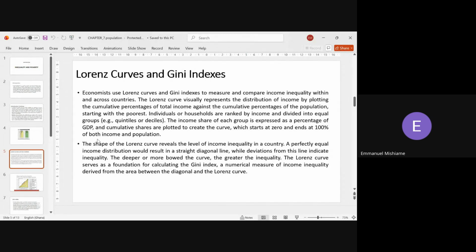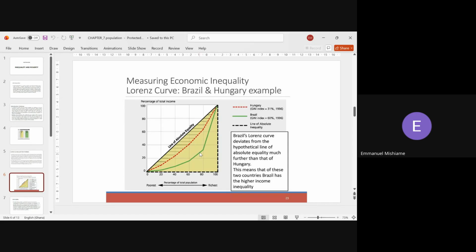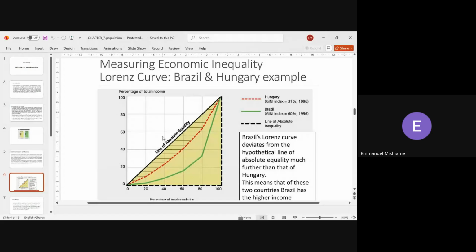All right. Now, the shape of the curve reveals the level of income inequality in a country. A perfectly equal income distribution would result in a straight diagonal line, while deviations from this line indicate inequality. Now, the deeper or more bowed the curve, the greater the inequality. The Lorenz curve serves as a foundation for calculating the Gini index. That's a linkage, which is a numerical measure of income inequality derived from the area between the diagonal and the Lorenz curve. So let's put all this big English aside for a moment and look at this image here. Now, this image here is basically showing what the Lorenz curve is.